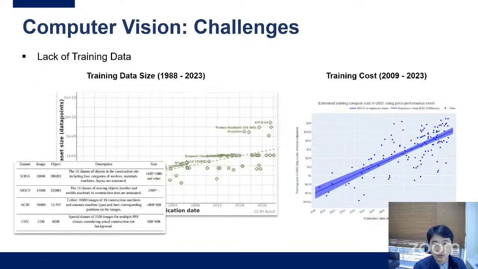Why does this gap between research and real-world application exist? The critical reason is the lack of training data. In general AI research and industry applications, datasets used for model development typically contain hundreds of thousands to millions of images. However, for construction-specific applications, only tens of thousands of images are available as training data.